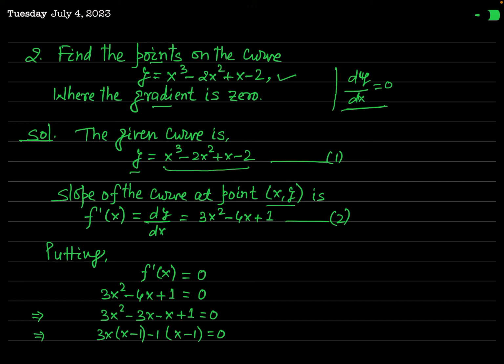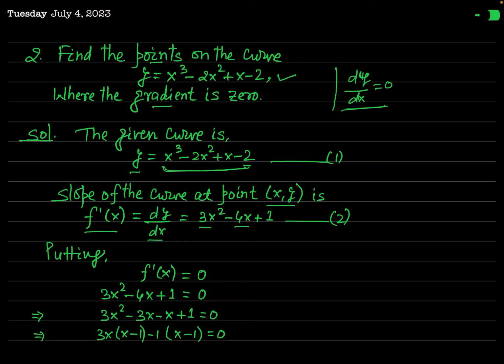y coordinate is y. And you have learnt that this slope, which is denoted by the symbol f dash of x, is equal to dy by dx. And what will be that? When you differentiate this x cube minus 2x square plus x minus 2, what will be the result? The derivative of x cube will be 3x square, that of minus 2x square will be minus 4x, that of x is equal to 1, and that of 2 is equal to 0.